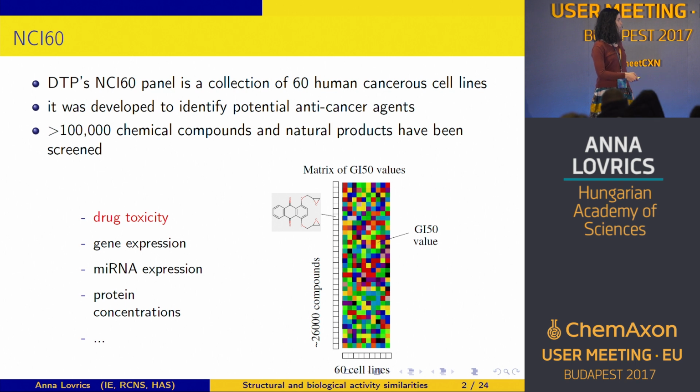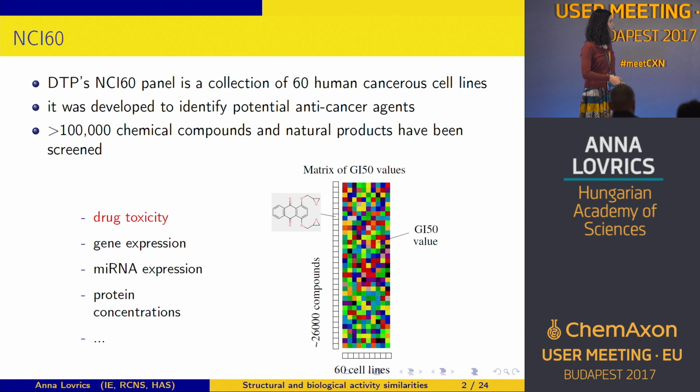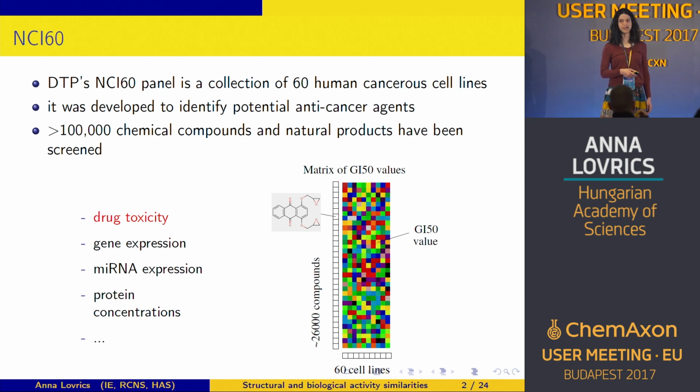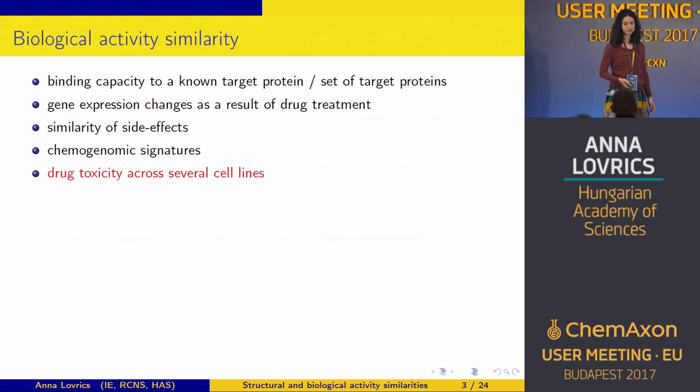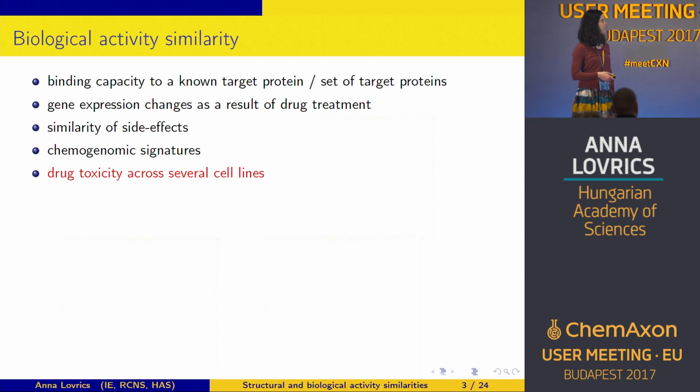If you want to think about it in mathematical terms, there are the 60 cell lines, and then there are quite a lot of compounds for which the toxicity data is publicly available. So we will have a big matrix of toxicity values. And now I will talk about what was in the title: what similarities we have defined. We can define a biological activity similarity.